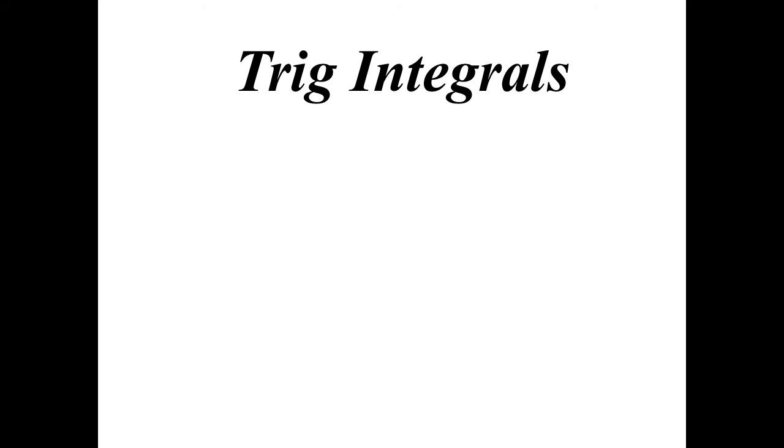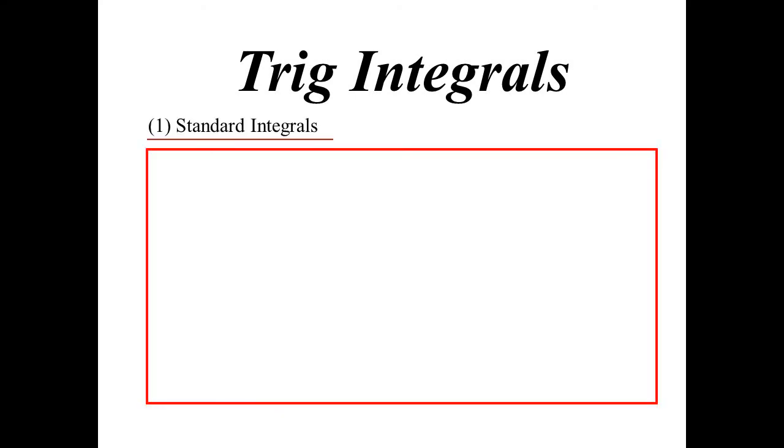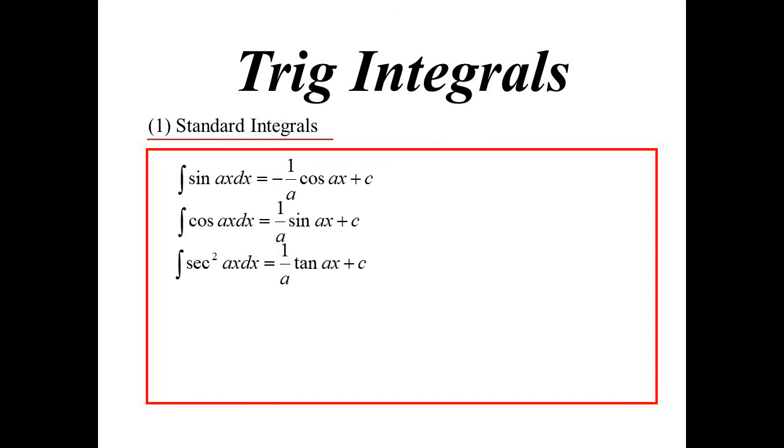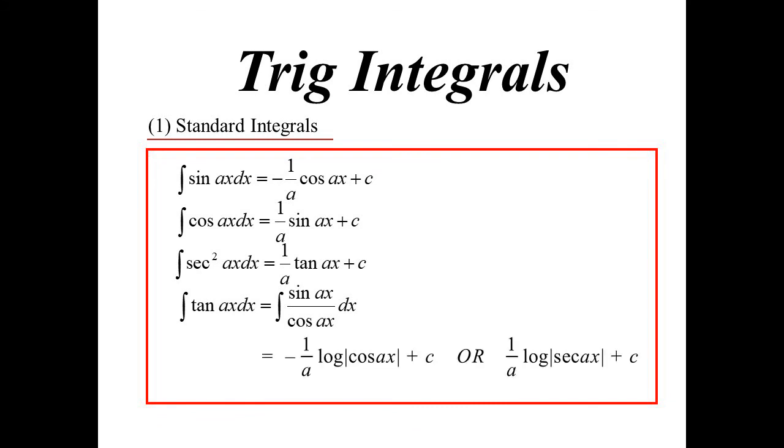Trig integrals. So of course we have our standard integrals that we already know. Sine goes to minus cos, cos goes to sine, sec squared goes to tan, and whilst tan's not a standard one, of course we can write it as sine on cos, and it becomes minus the log of cos, or the log of sec, whichever you prefer. So they're our standard ones.